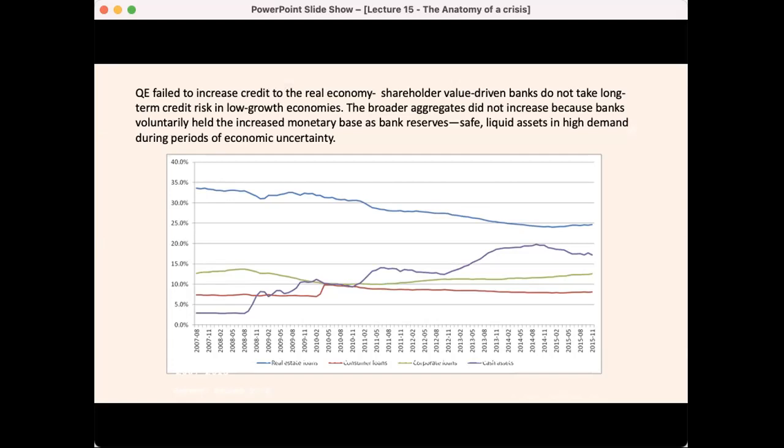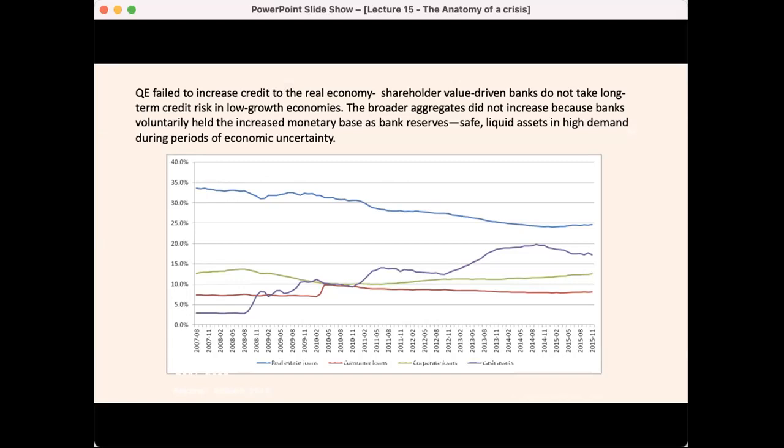Shareholder-driven banks do not take long-term credit risks in low-growth economies. Broader aggregates did not increase because banks voluntarily held the increased monetary base as bank reserves, safe liquid assets in high demand during periods of economic uncertainty.